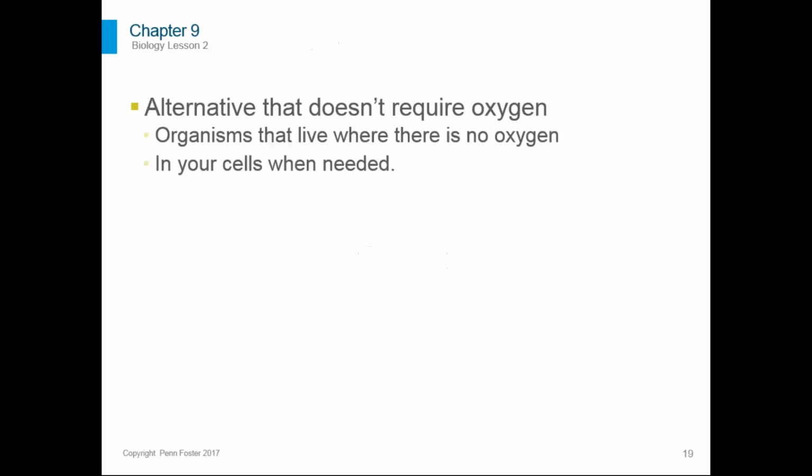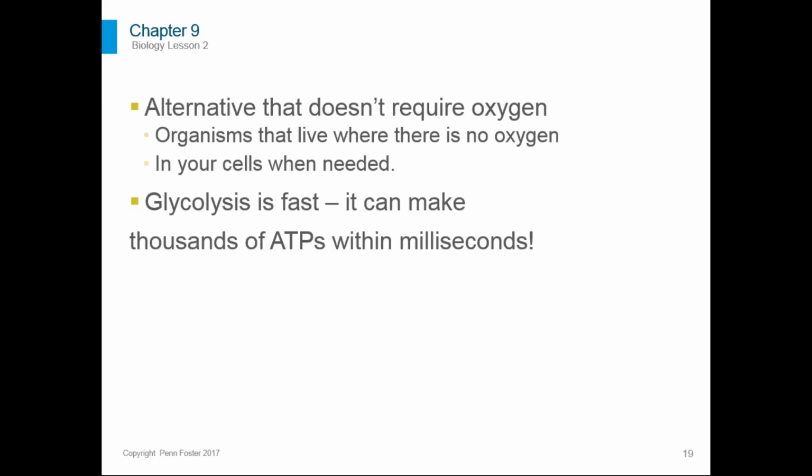So cellular respiration can only be completed when the cell has an adequate supply of oxygen. But there is an alternative process that can be used when there's not an adequate supply of oxygen. This can happen in organisms that live where there is no oxygen, and it can happen in your cells when needed. So glycolysis is fast.